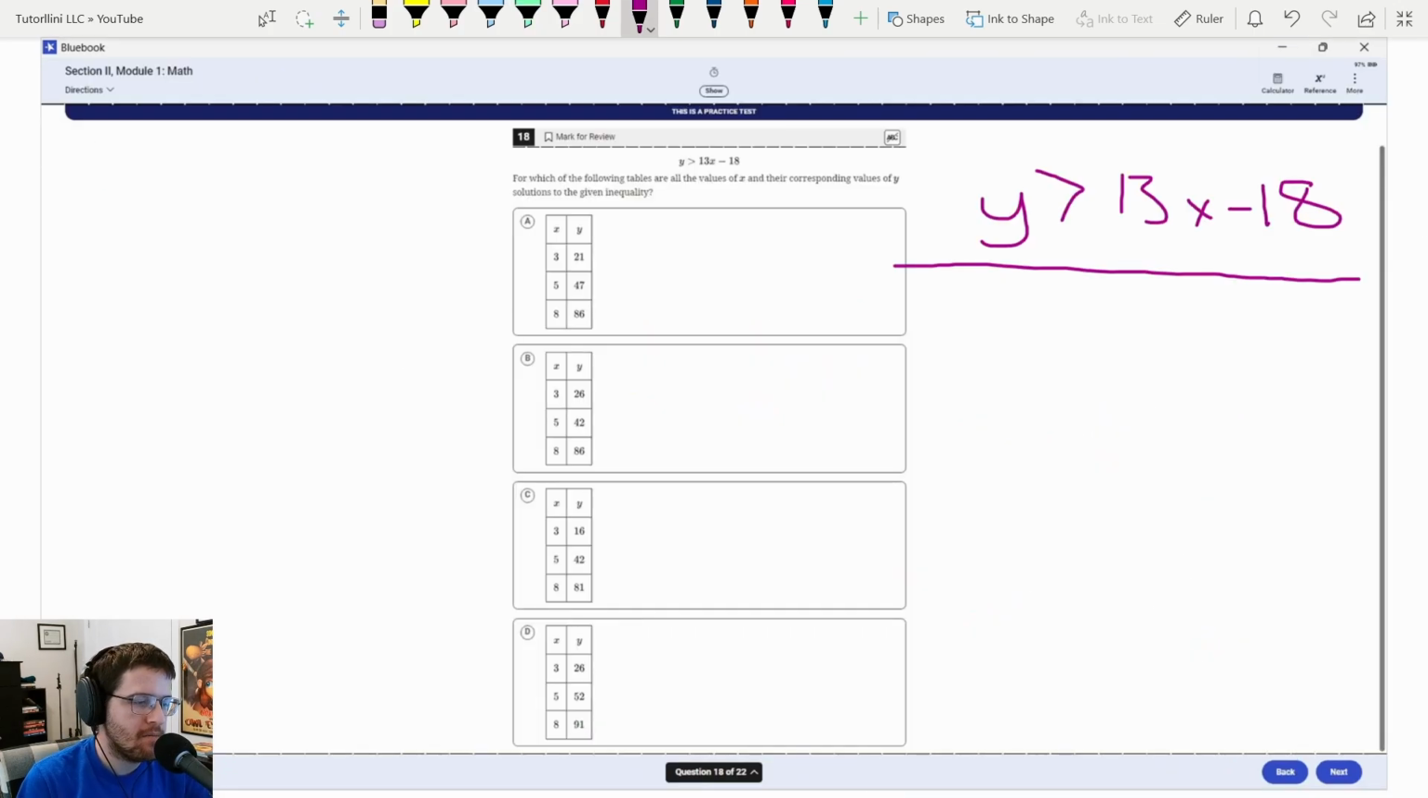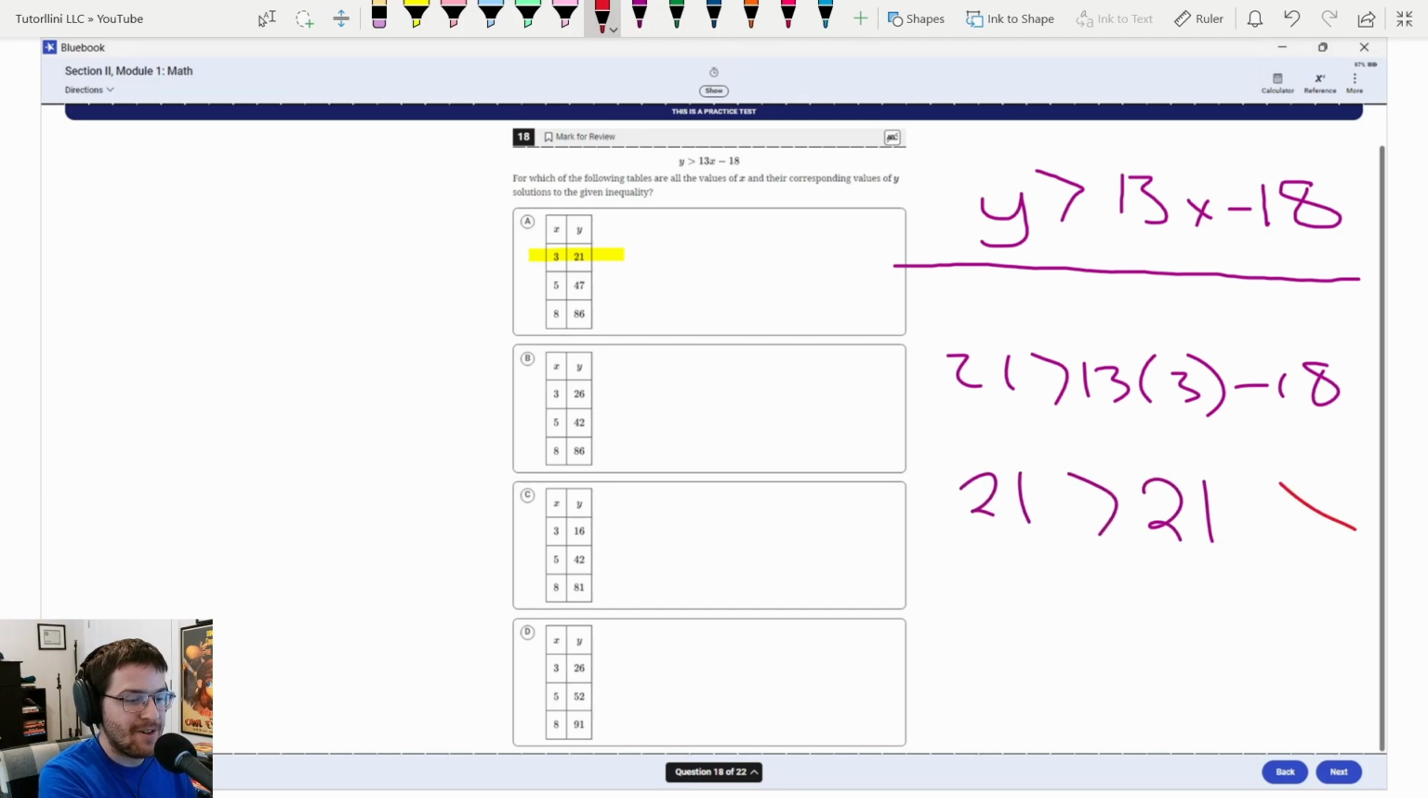Okay, question 18. So I think this one's far easier to do on Desmos, but just in case you guys are curious, you pretty much have to guess and check if you're going to do it by hand. I'm going to go over this one just to illustrate the idea. So 3, 21, y is 21. So 21 greater than 13 times 3 minus 18. Okay, 13 times 3 is 39. Minus 18 is 21. So I get 21 is greater than 21. 21 is not greater than 21. So right away, this one is wrong. And you would go through and do that for all of them. Whichever one has all three correct, true inequality statements, that's the answer.